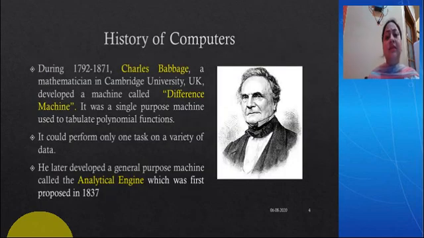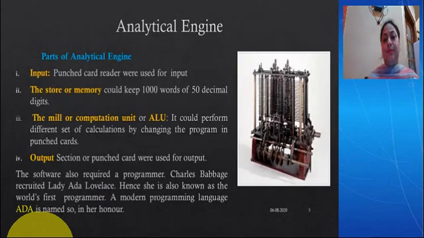Then during 1792 to 1871, Charles Babbage, a mathematician at Cambridge University, UK, developed a machine called the Difference Engine. It was a single-purpose machine used to tabulate polynomial functions. By single-purpose machine, we mean that it could perform only one kind of task on a variety of data. So he later developed a general-purpose machine called the Analytical Engine, which he proposed in 1837.